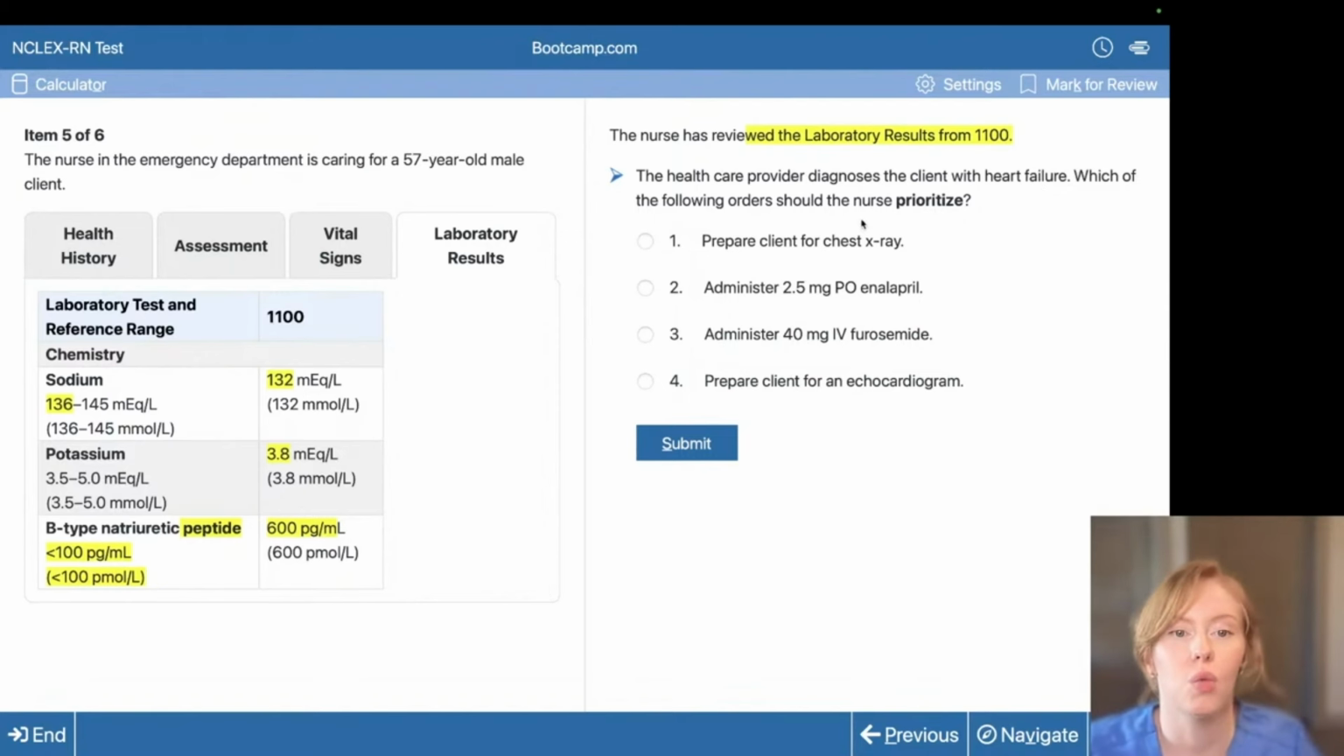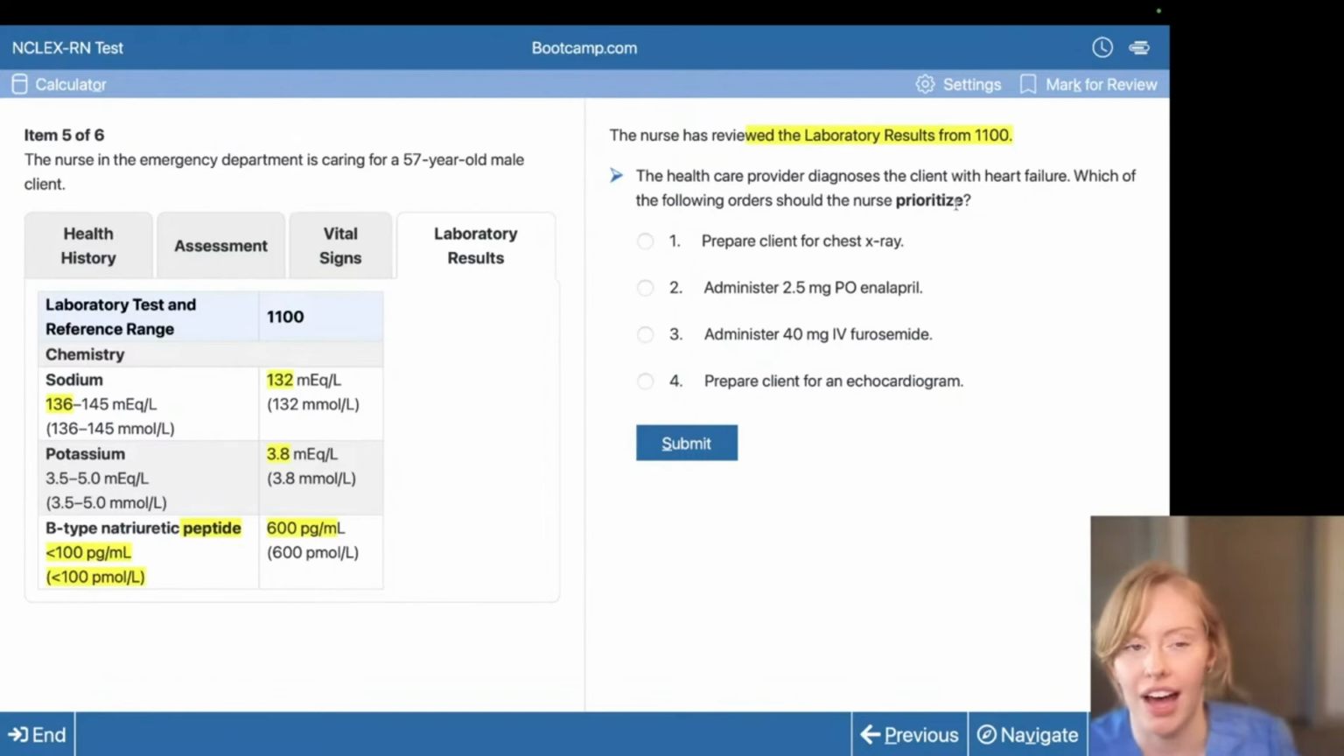of heart failure. Which order should the nurse prioritize? So remember, if I'm going to do one thing for the patient and then walk away, what is that one thing that's going to help them the most? If you have too much fluid, you're going to be retaining fluid and it's going to dilute the sodium in your blood. Very good. It's called dilutional hyponatremia. So of these to prioritize, we're either going to prepare them for a chest x-ray, give 2.5 of enalapril, give IV furosemide, or prepare them for that echocardiogram.